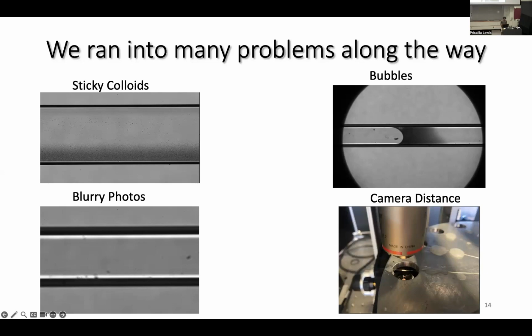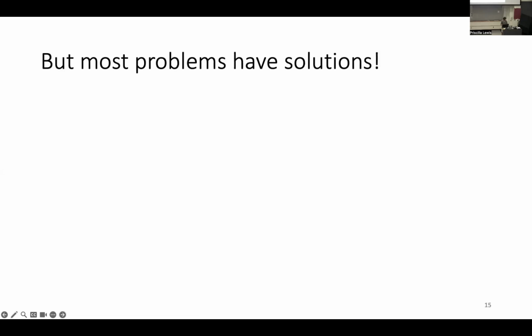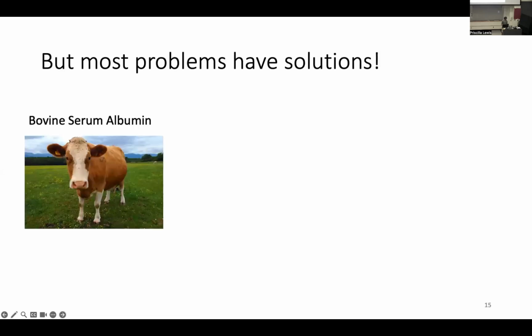So we've had some problems this summer, but we've also come up with some solutions. So one solution is bovine serum albumin. This is a protein that comes from cow blood. And what this helps with is if you put it in the capillaries, flush it out, then put the colloids in, the bovine serum sticks to the sides of the capillary, coating the walls, and helps to prevent colloids from sticking to the side.